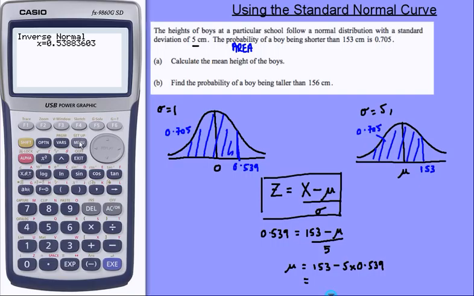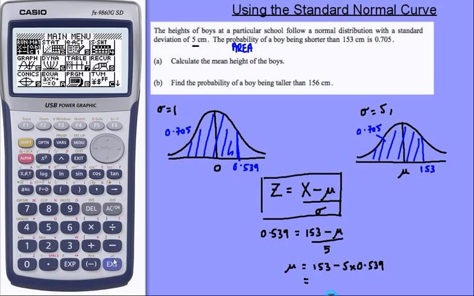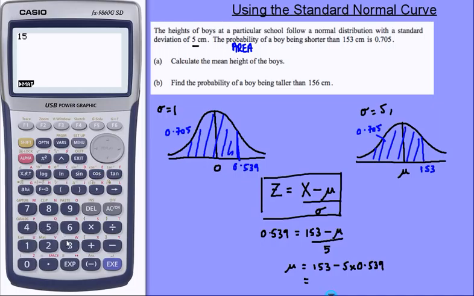And go to the calculator again. Key that in. 150.3, and that is our value of mu, that is our average mean height, centimetres.